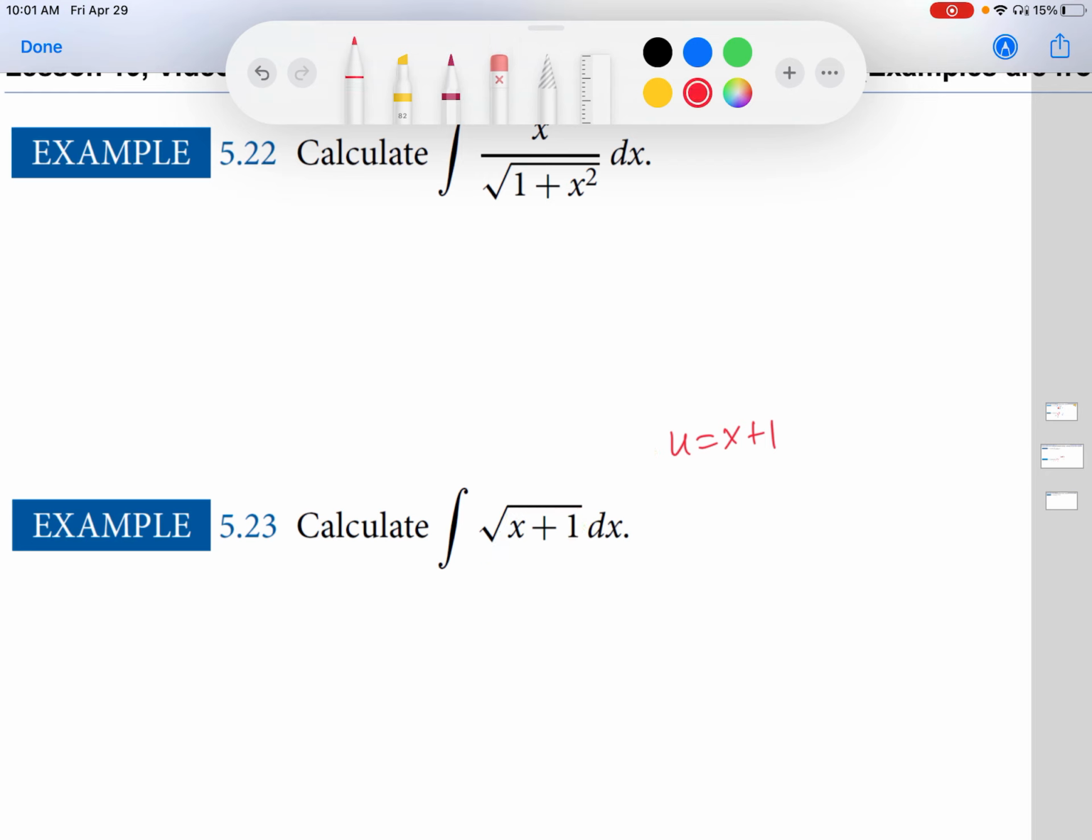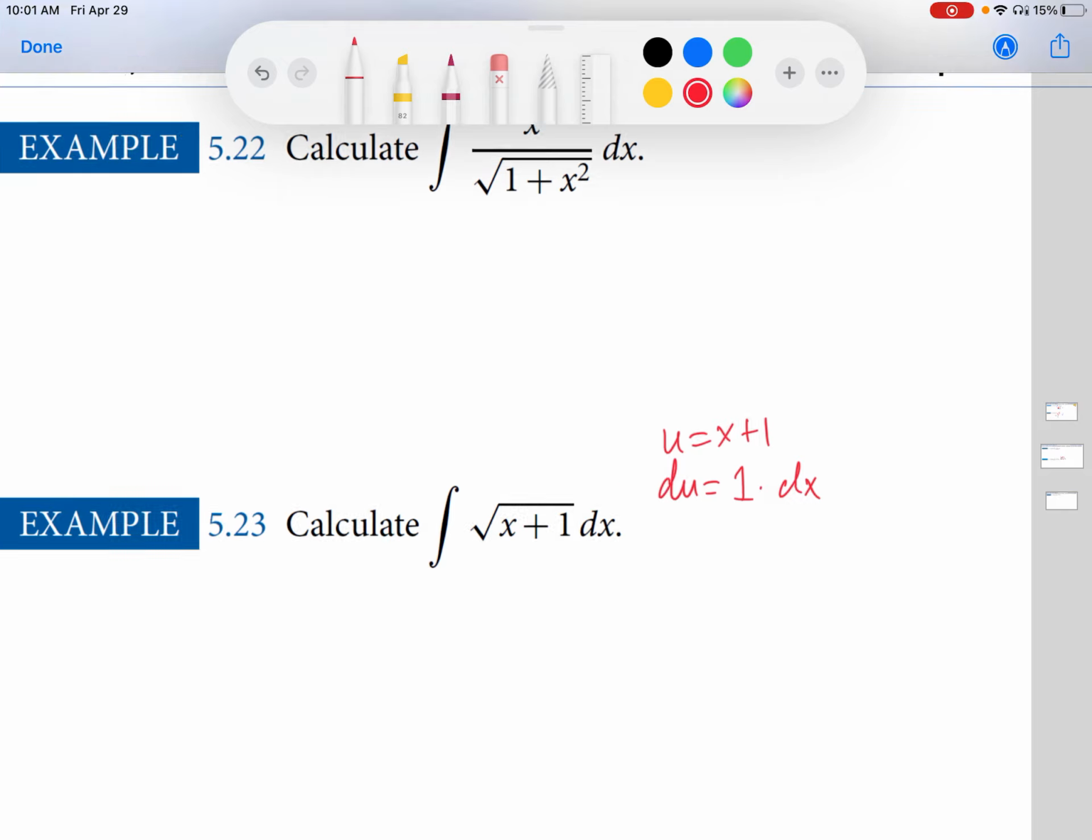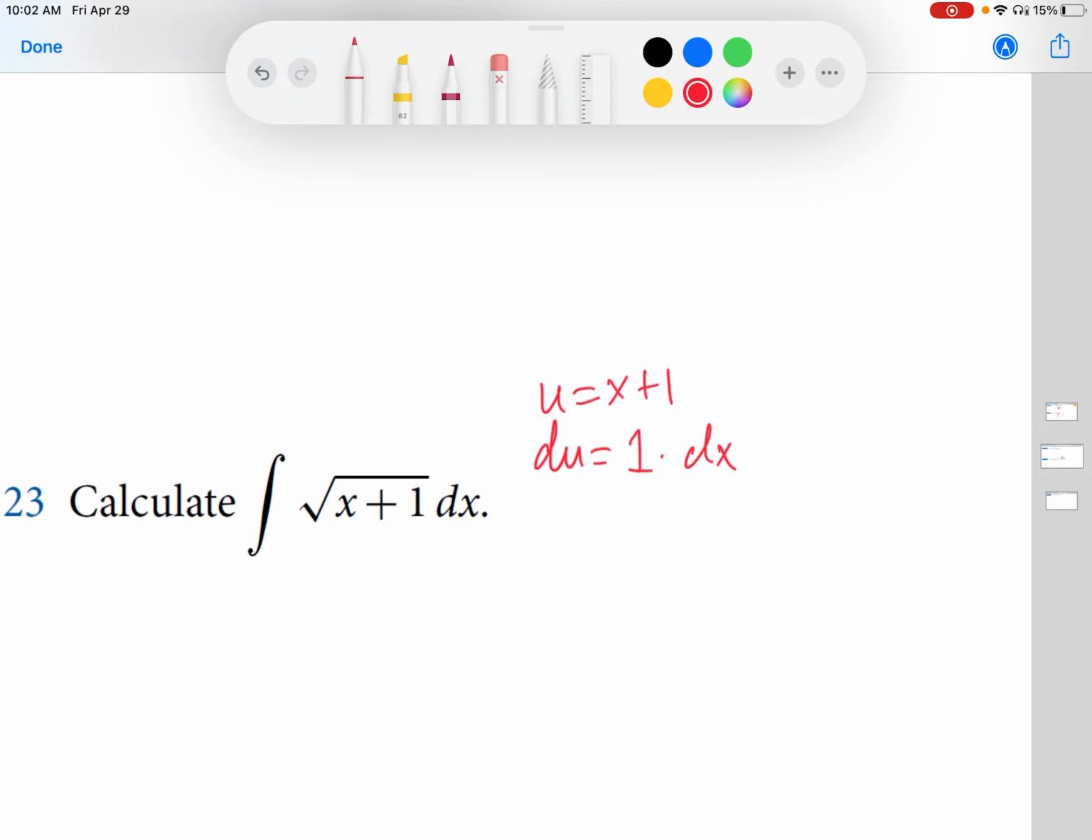So u is x plus 1. The differential du is the derivative of x plus 1, which is 1 times dx. And this is what really, we've now come to the point where you can see why this is a little bit more complicated. Now that we start substituting things back in to convert this into an integral in terms of u, we have to find x plus 1. It's pretty easy, there it is. And we also have to find 1 times dx.